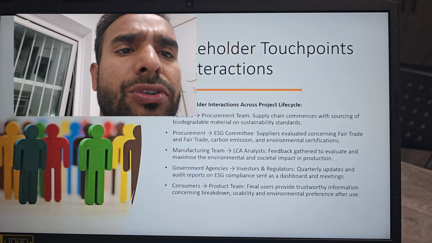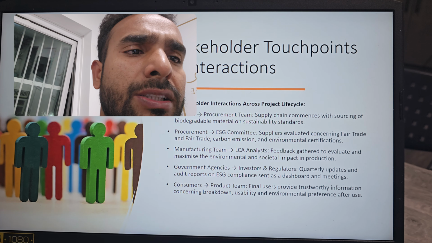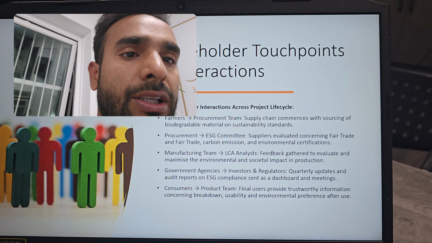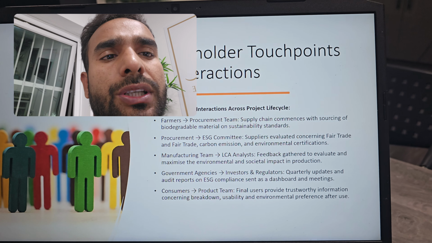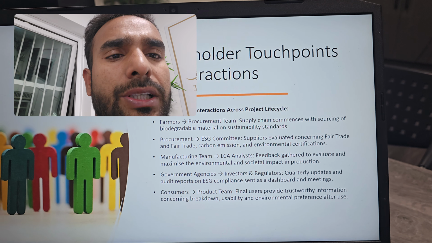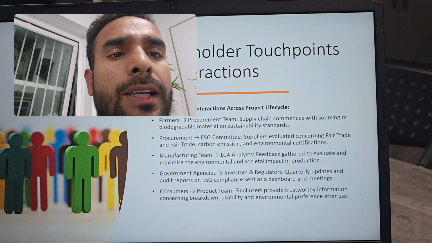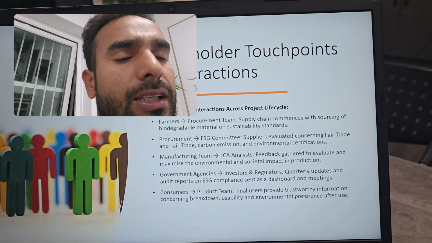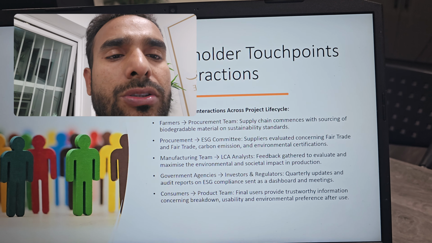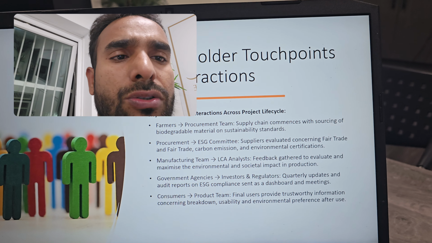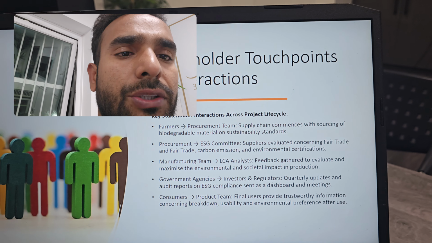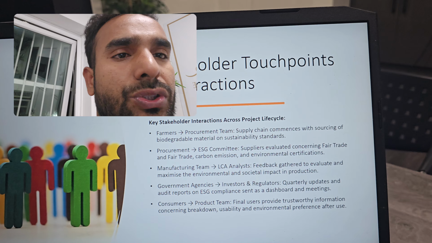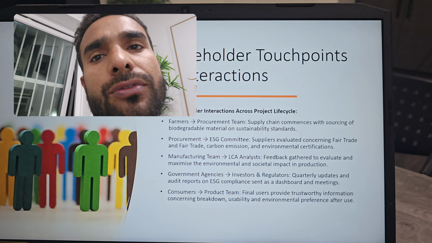Then come the manufacturing teams, who gather feedback and evaluate and maximize the environmental and social impacts in production. Government agencies receive quality updates and audit reports. ESG compliance is sent as dashboards and meetings. The last one is the consumers. We provide all the products to the consumers, the final users, who give information on breakdown, usability and environmental performance after use. We get all those feedbacks from them.